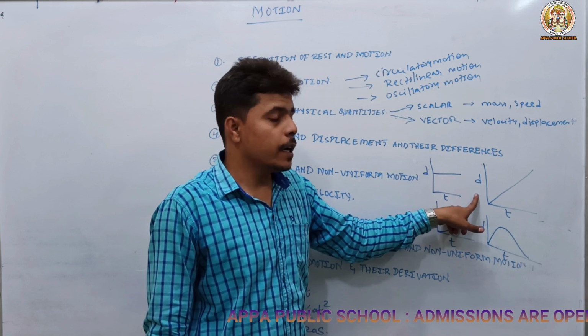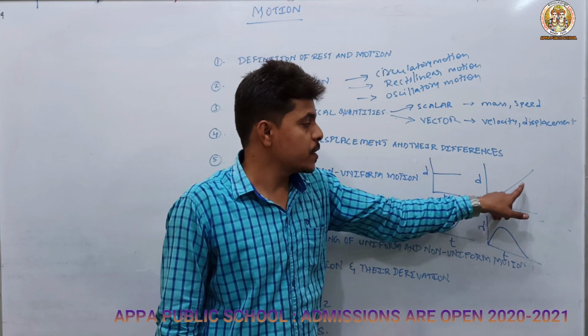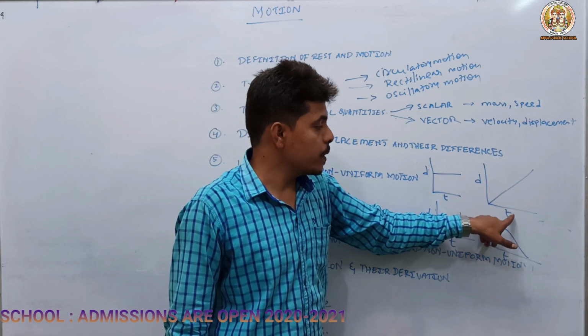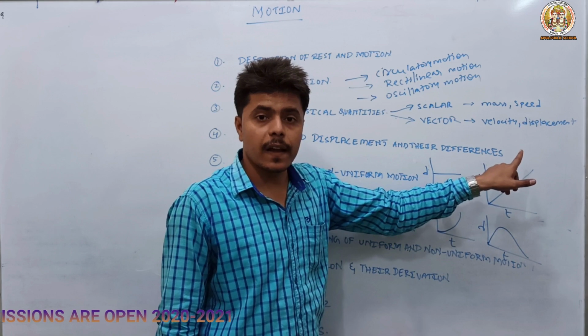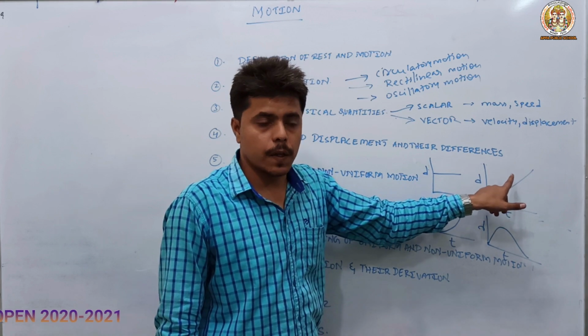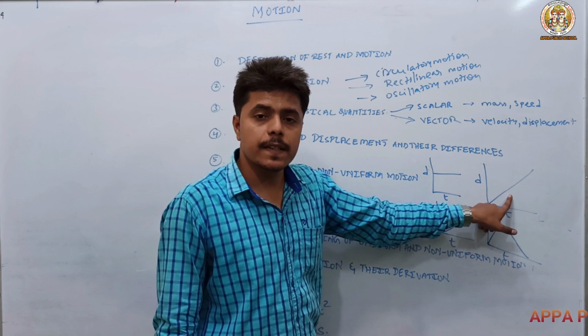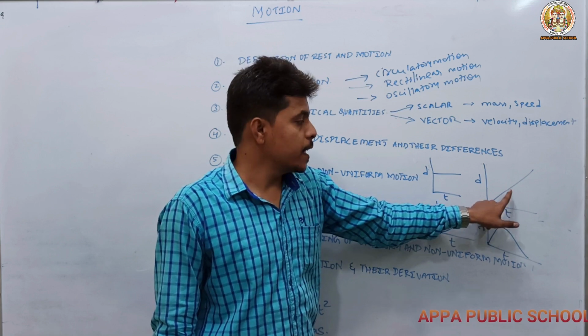Here you can see the next graph, a straight line is formed, which is moving in a straight line. This is nothing but uniform motion, where the body is covering equal distance in equal interval of time. We say it is a uniform motion.